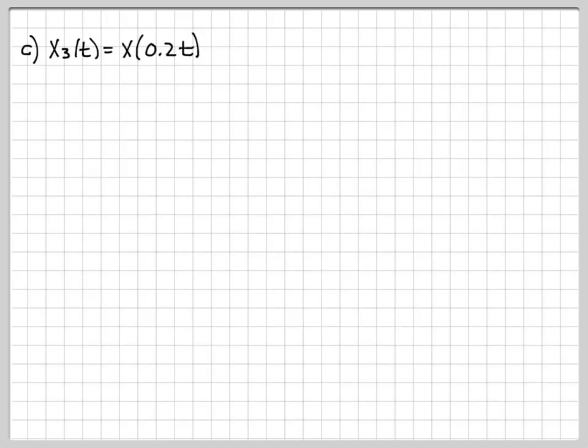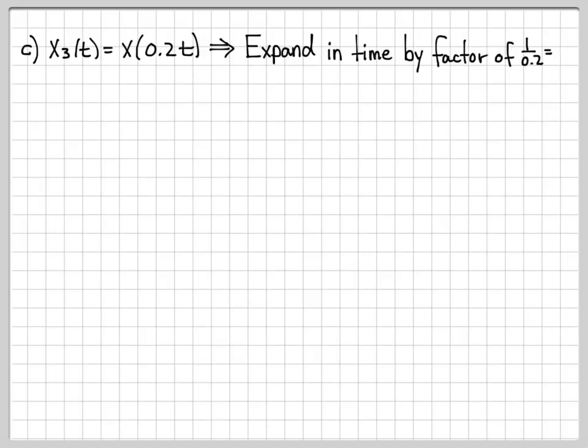x3 of t. x3 of t is equal to x of 0.2t. So this is another manipulation on the time variable. We've replaced t with at. In this case, a is equal to 0.2. Since a is less than 1, we know that that is going to be an expansion in the time domain. And the amount of expansion is 1 over 0.2, or a value of 5. So we're going to take our original picture and stretch it out by a factor of 5. So I need a much bigger time axis.